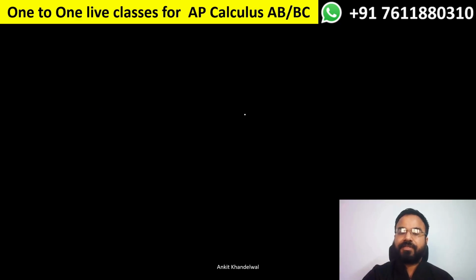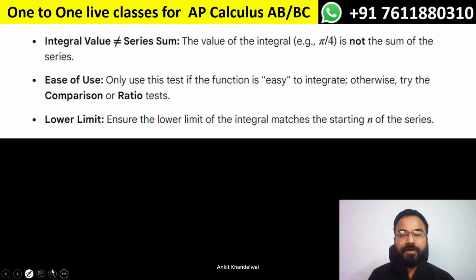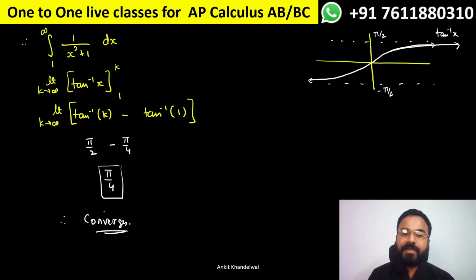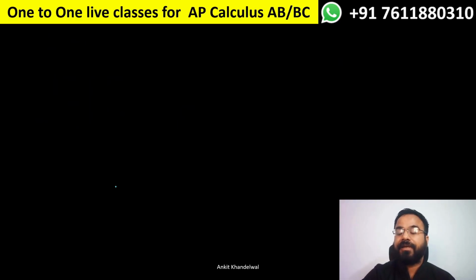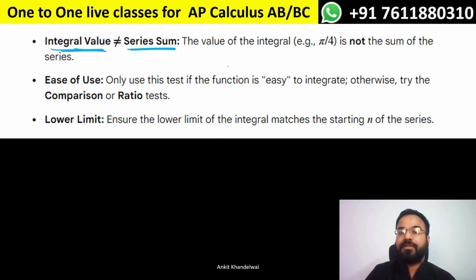I hope you have understood this thing. Now the important point after doing this question: the integral value is not equal to the sum of the series. In the previous question we were getting the integral value to be pi by 4, but that does not guarantee that the sum of the series will also be pi by 4. It is just the hint that the particular series will converge. So the integral value of pi by 4 is not the sum of the series, remember this thing.